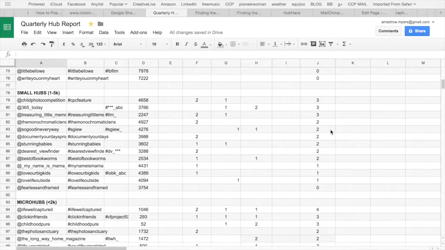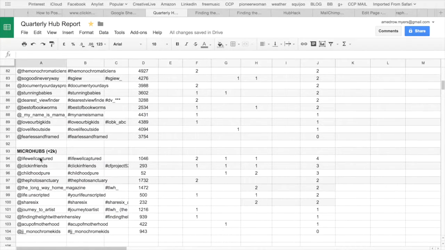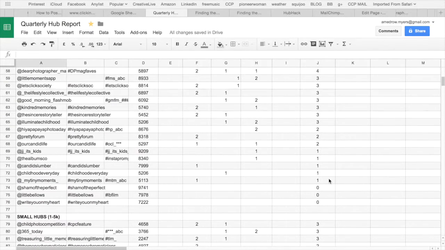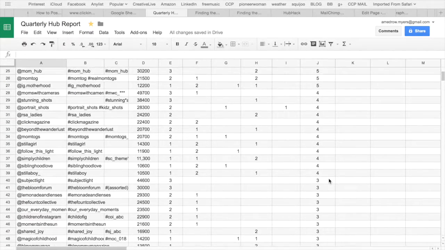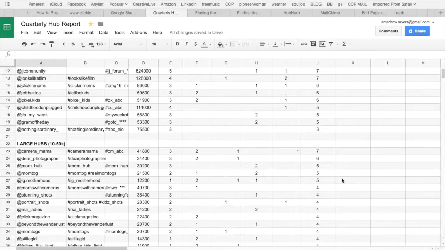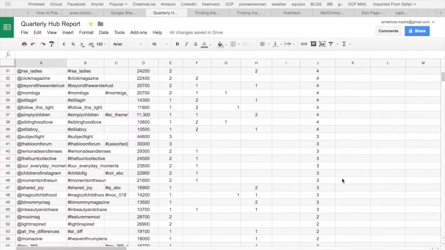So you want to have a mix in your main tag list of the small, here's micro hubs, anything less than 2,000 followers. And you can see here very small numbers. Life Well Captured scored a 4, which is a great score for a micro hub. So you want to have a mix in your main tags. Please don't hear me wrong and think that you need to only hashtag these huge hubs.